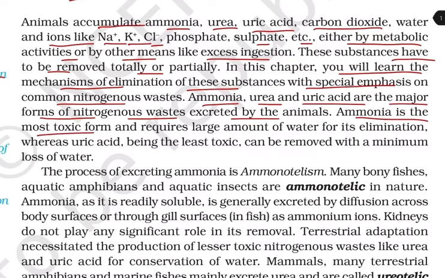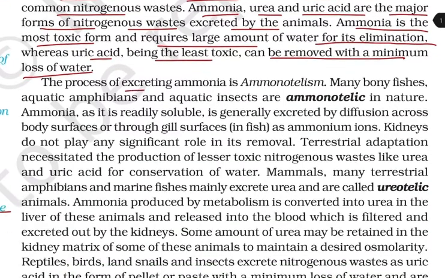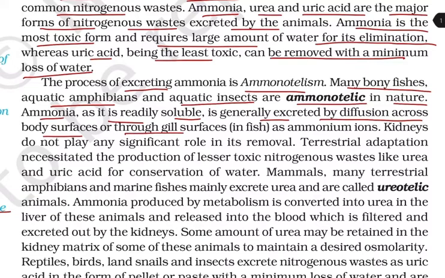Ammonia is the most toxic form and requires a large amount of water for its elimination, whereas uric acid, being the least toxic, can be removed with minimum loss of water. The process of excreting ammonia is called ammonotelism. Many bony fishes, aquatic amphibians, and aquatic insects are ammonotelic in nature. Ammonia, as it is readily soluble, is generally excreted by diffusion across body surfaces or through gill surfaces in fishes, as ammonium ions. Kidneys do not play any significant role in its removal.